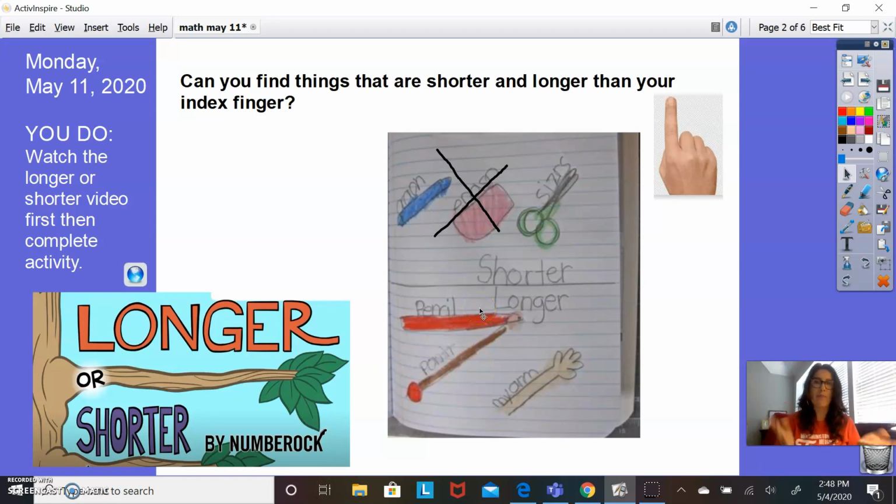That's your activity. So remember, 2 things that are shorter than your index finger, draw and label just like it shows here in the picture, and then 2 things, if you can give me more, but at least 2 things that are longer than your index finger, and don't forget to label. If you have any questions on this activity, feel free to reach out to me. Remember, watch this video first before you move on to this activity.